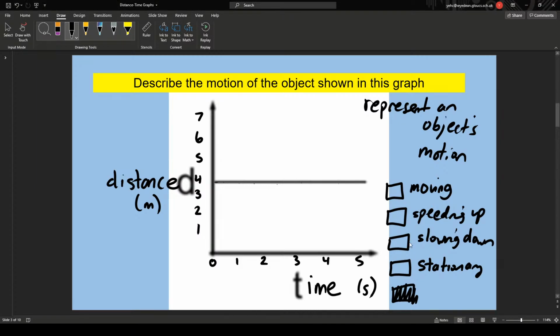Well done, Florence. It is stationary. For a distance time graph, whenever you see a flat horizontal line like this, that means that even though time is moving, the distance hasn't been changing. So whenever you see a horizontal flat line on a distance time graph, it means the object is staying still. We call that being stationary.